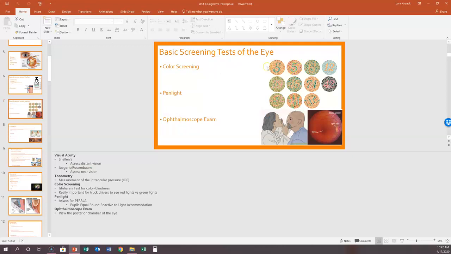Other screenings, the color screening, is going to be Ishihara's test for color blindness. These are done quite frequently, especially with the DOT physical, so that your truck drivers and others have to be able to see color. You flip through this book and they start telling you the numbers they see. So 3, 5, 6, 12. If they can't see a number, you write it down, and the book will tell you what kind of deficiency they have.